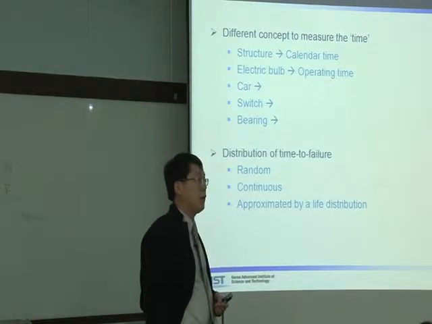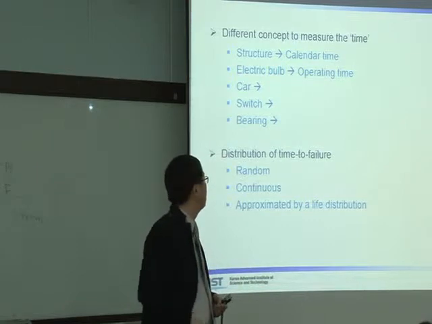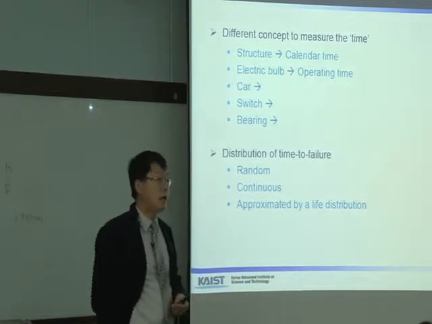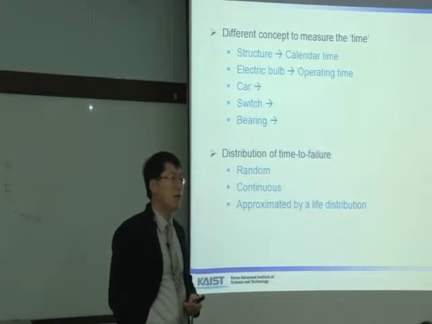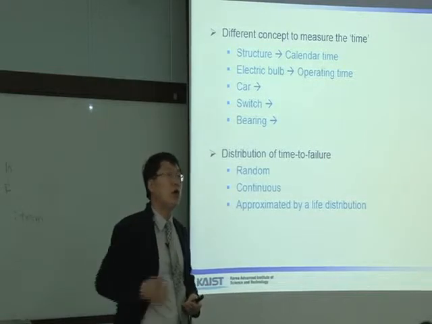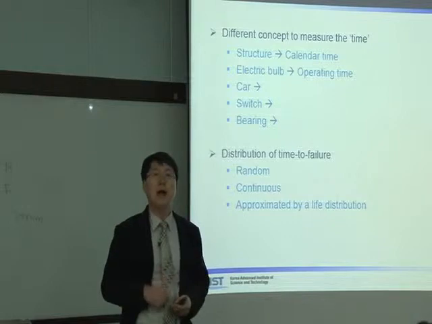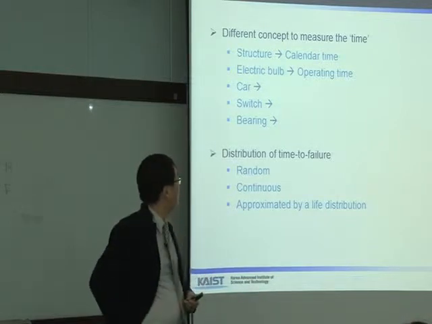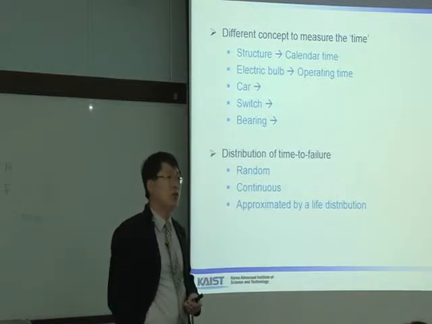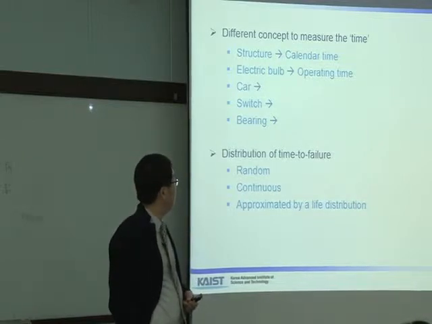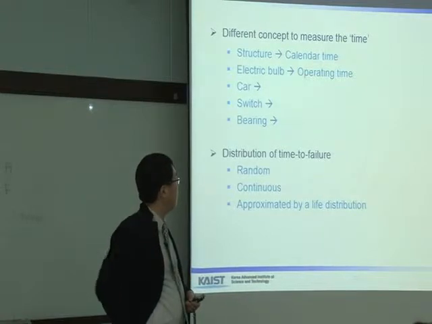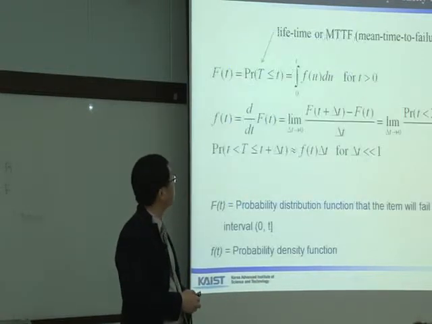Distribution of time to failure, lifetime, is random. You know the meaning of random. We don't know the exact time of occurrence. And the distribution is continuous, and it can take any value, and is approximated by a life distribution.